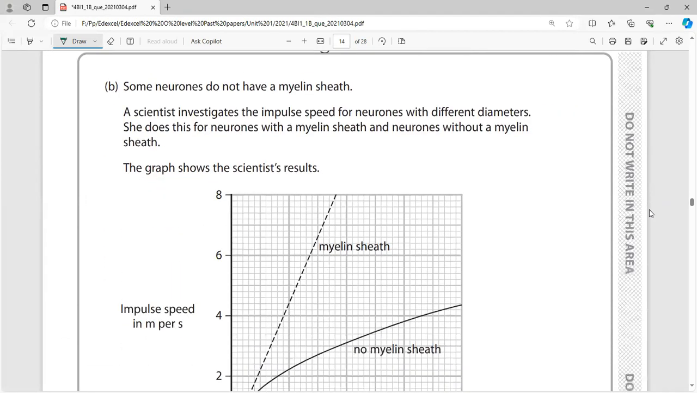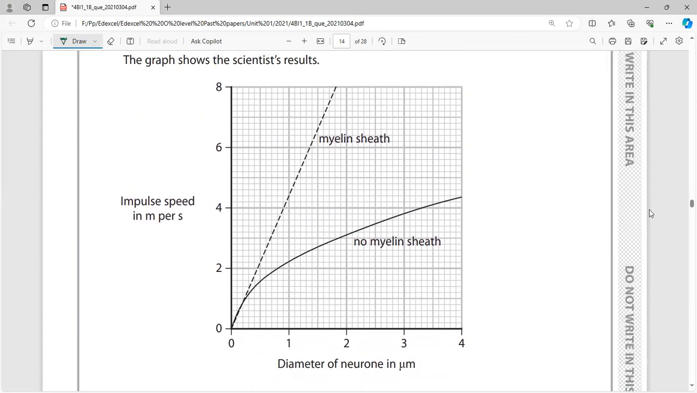The next question: some neurons do not have the myelin sheath, so these are non-myelinated nerves. Scientists investigated the impulse speed for neurons with different diameters. So they do this for neurons with the myelin sheath and neurons without the myelin sheath. For example, we're going to see that. So the neuron without the myelin sheath overall.